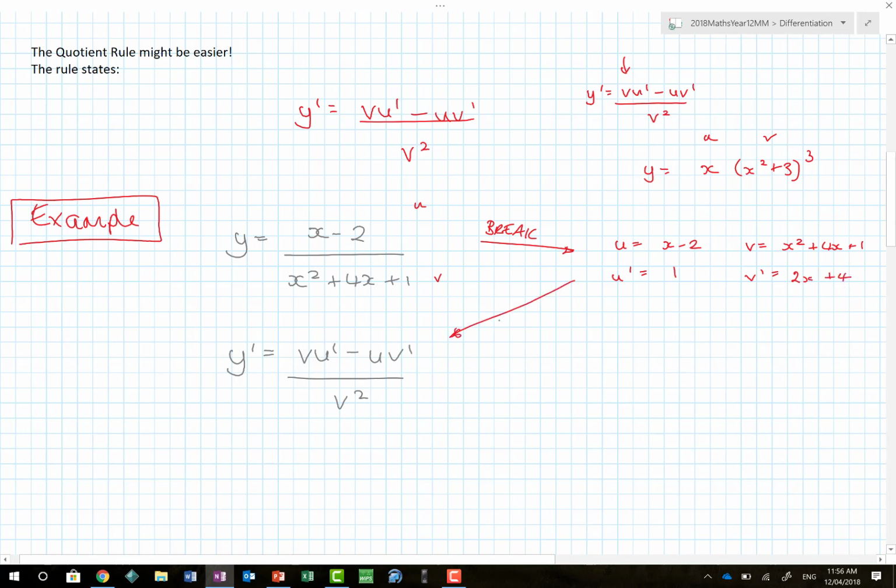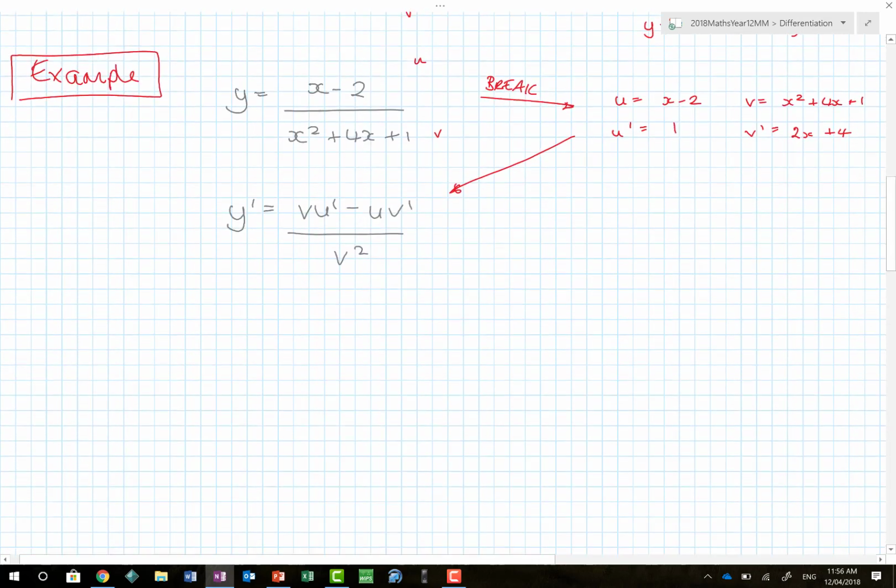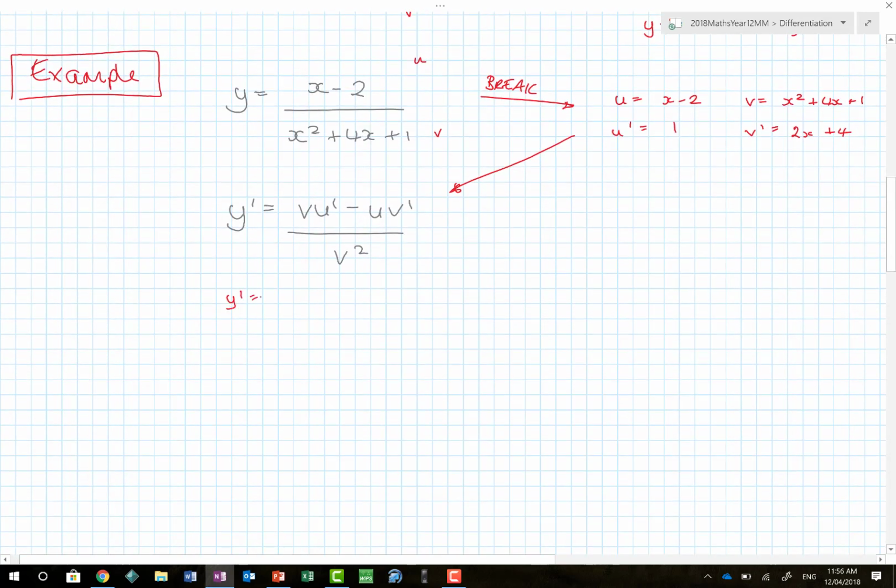And then substitute it back into my equation like we have here. So I now know that y dash is equal to v, which we know was x squared plus 4x plus 1, putting it in brackets because I'm taking one term and putting in more than one, times u dashed. Well, u dash is just 1. And I'm going to take away u, again x minus 2 in brackets, and I'm going to multiply that by v dashed, which is 2x plus 4. And I'm going to divide that by v squared, which was x squared plus 4x plus 1 all squared.